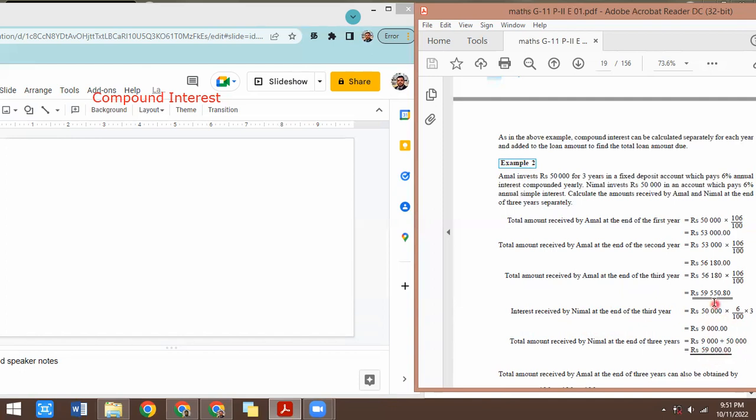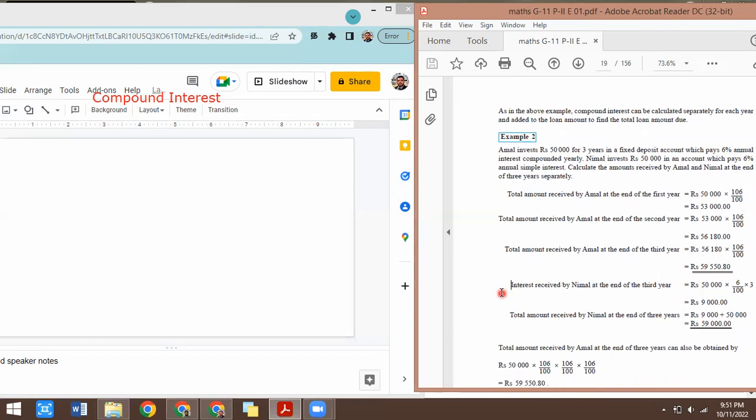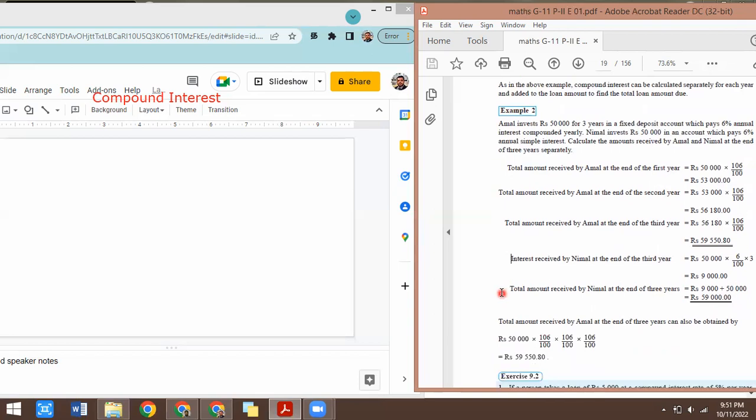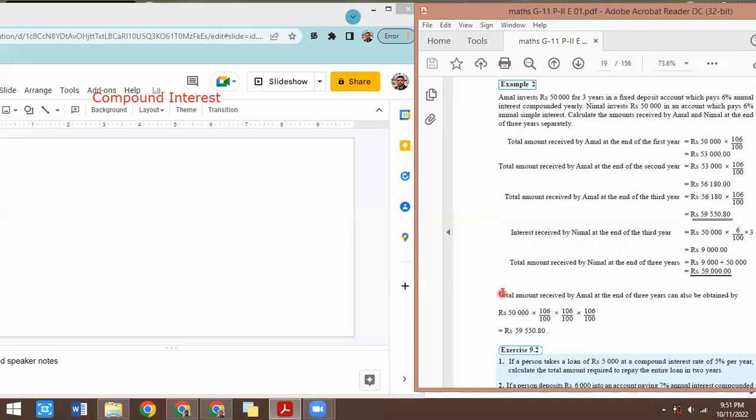So if you compare the two amounts, Amal receives and Nimal receives, Amal is getting 550.80 rupees more than 59,000. So that clearly shows that compound interest gives more earning than simple interest.